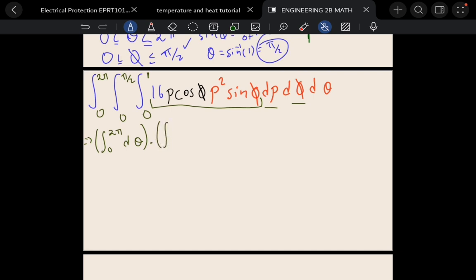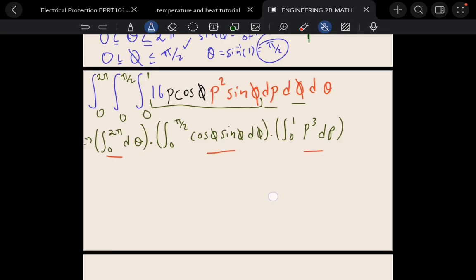Times an integral from 0 to pi over 2 for phi. Your phi is going to be cos phi sine phi d phi, like that, times an integral from 0 to 1 of rho cubed d rho. Now, we are going to integrate each of these functions independently.